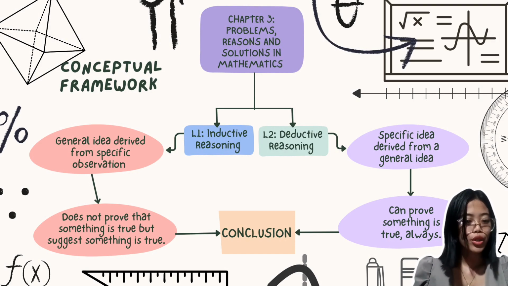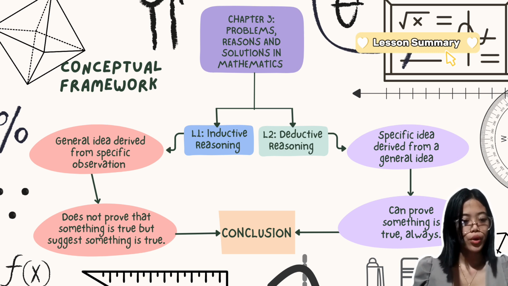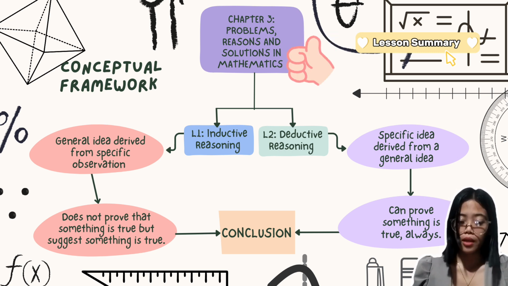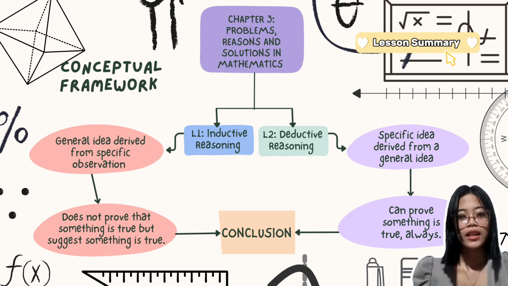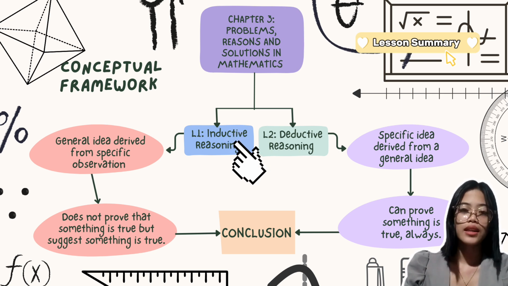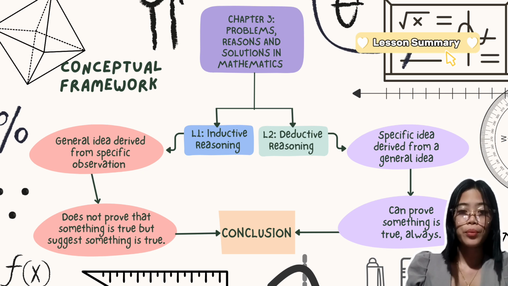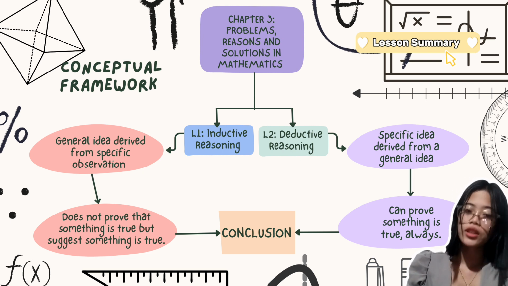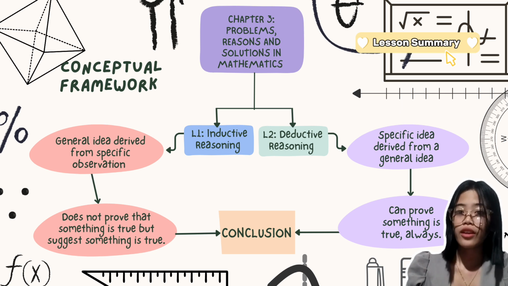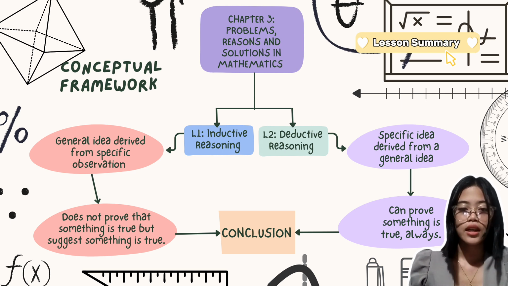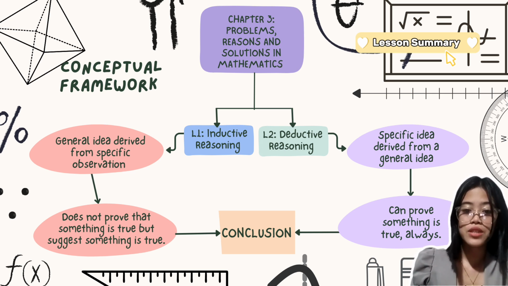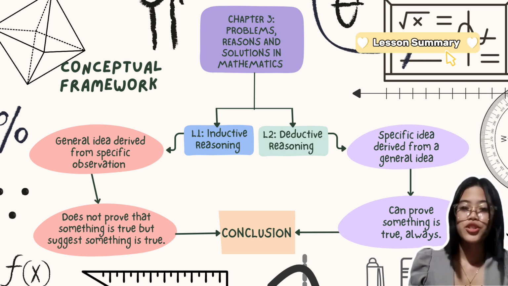I have here our conceptual framework. It starts with our title, which is Chapter 3, Problems, Reasons, and Solutions in Mathematics. So for the introduction, it indicates that inductive and deductive reasoning are two fundamental forms of reasoning for mathematics. For lesson 1, inductive reasoning is an approach of forming a general conclusion using particular examples or ideas. For lesson 2, it is deductive reasoning. It is an approach where a specific idea is derived from a general idea.